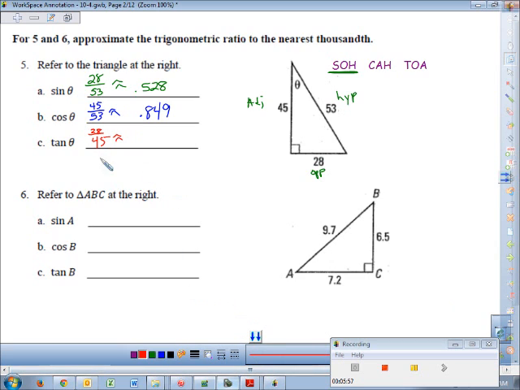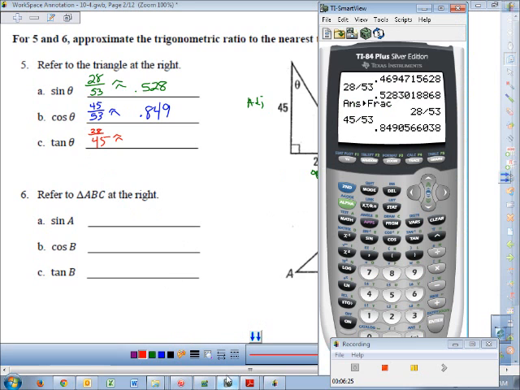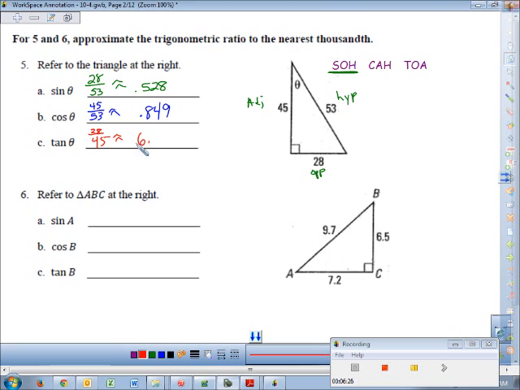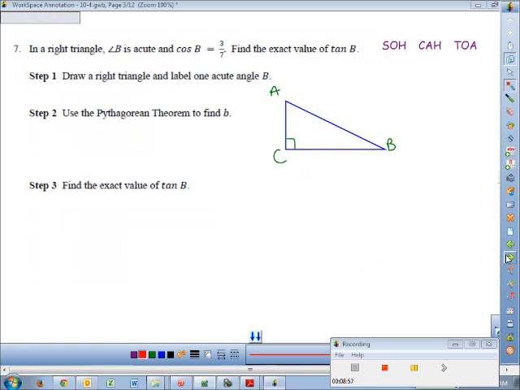28 over 45. About 0.622, since we're rounding to the nearest thousandth, if I can speak correctly. Y'all good with that? So simple, right? What is the tangent of theta? Well, it's opposite over adjacent, 28 over 45. Cool?